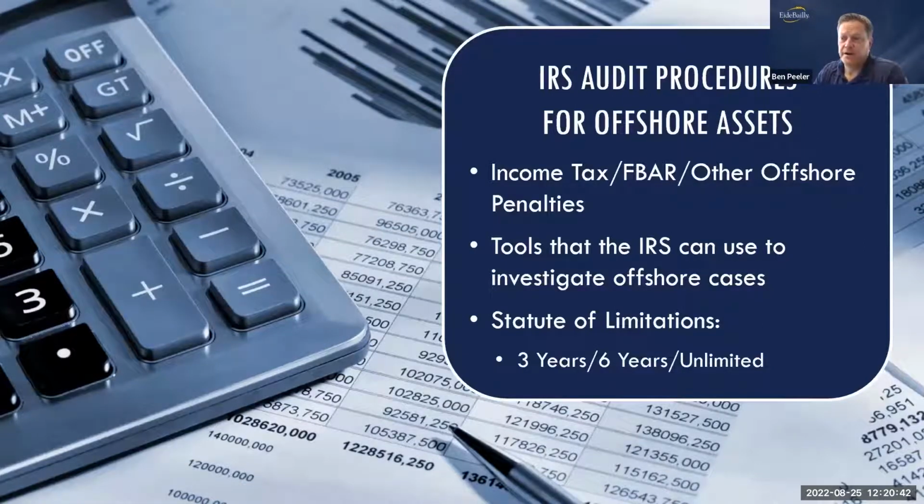But the IRS will use summonses. They'll issue those to foreign banks, and really they don't issue to the foreign bank. They get a local branch, and they get records from there of a foreign bank that you might have. They do John Doe summonses, where they go to banks and try to find that information.